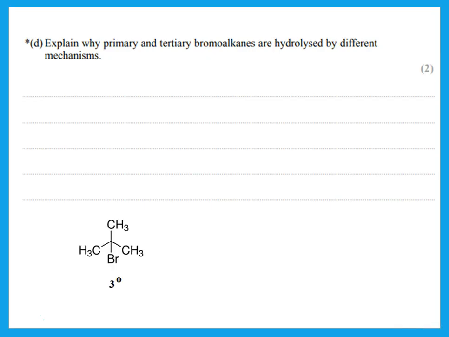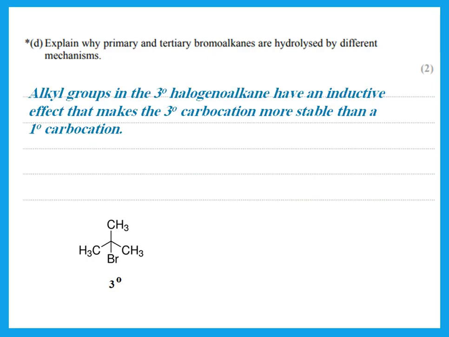Remember, if we have a tertiary halogenoalkane, we said what happens is the alkyl groups in the tertiary halogenoalkanes have an inductive effect. They sort of donate electrons. So that makes the tertiary carbocation that forms when the Br leaves more stable than if it were a primary carbocation. Now the primary, we said, will not take this SN1, it will take the SN2 mechanism.